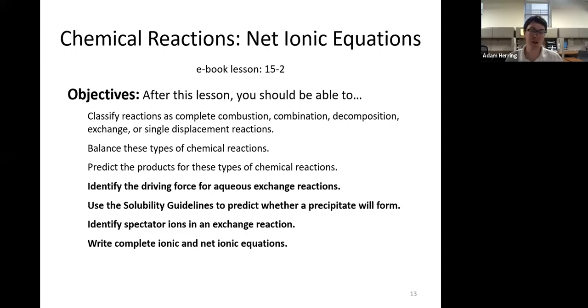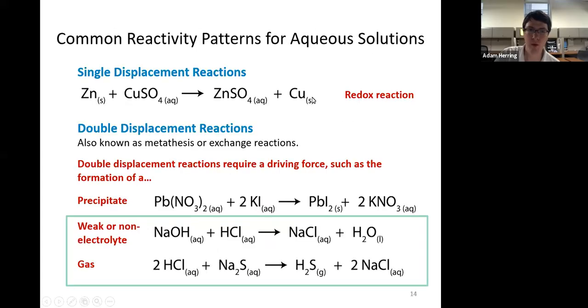Welcome back. In this video, we're going to continue learning about net ionic equations, as well as the driving force that allows chemistry to occur. We're going to be focusing on the formation of weak and non-electrolytes and the formation of a gas as the driving forces of chemical reactions. In previous videos, we looked at the formation of a precipitate, and in the future, we'll look at redox reactions.